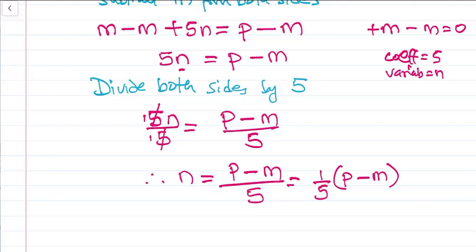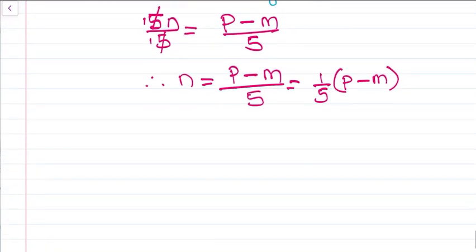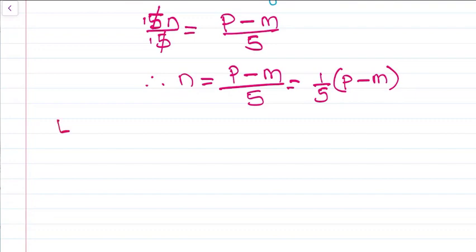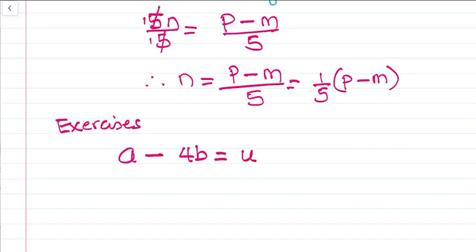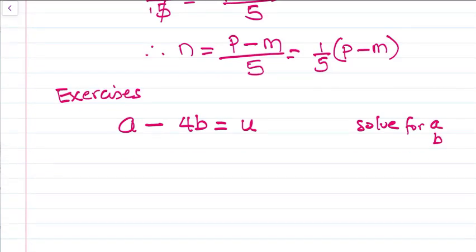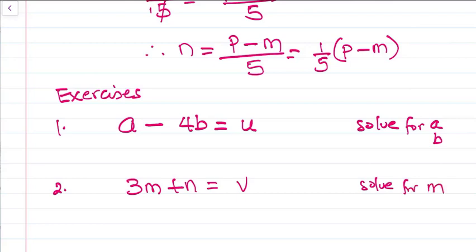So just to give you something to do, I have 4 exercises here. Let me quickly write it here. So in the next video, we are going to be solving it together. So I have a minus 4b is equal to u. Our goal is to solve for a and solve for b. And the next one will be, let me put number 2 here. We have 3m plus n equals to v. Our goal is to solve for m.